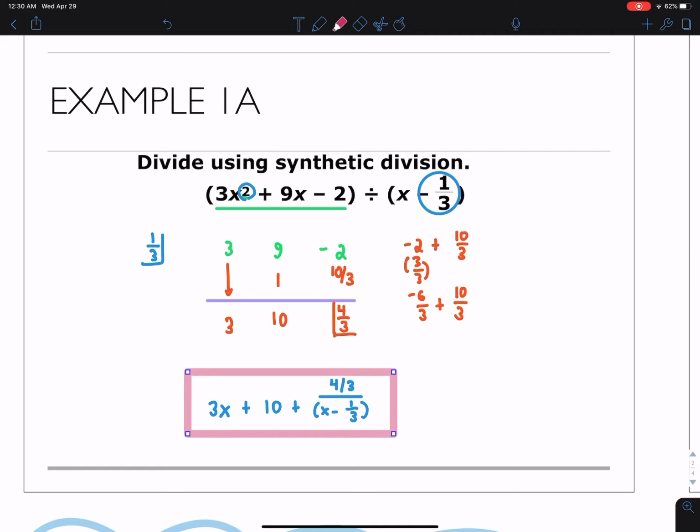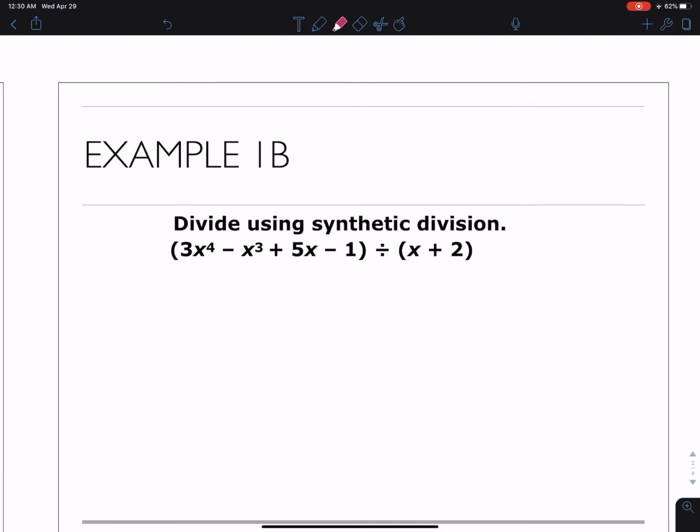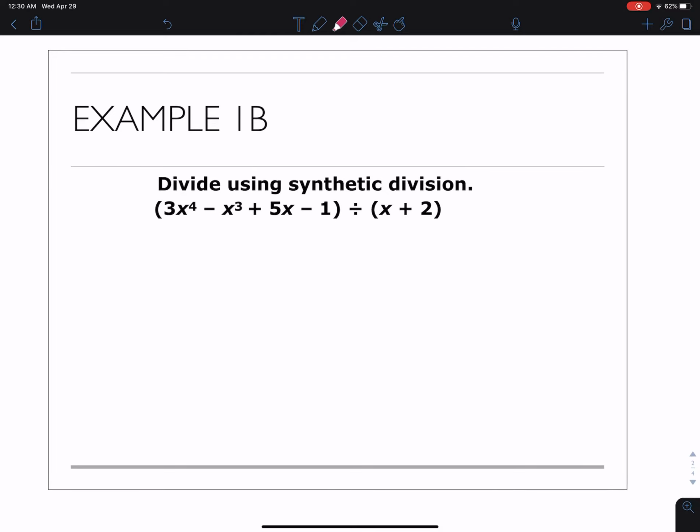So you can see it's a lot simpler, and it saves you a ton of time, especially if we had big polynomials that we had to divide. All right, and then the last but not least for the examples that I'm going to give you, 3x to the fourth minus x to the third plus 5x minus 1. So if we take a look at this, we have a highest degree of 4 and then a 3. We don't have an x squared term, so you have to have a 0 placeholder when you set this up.